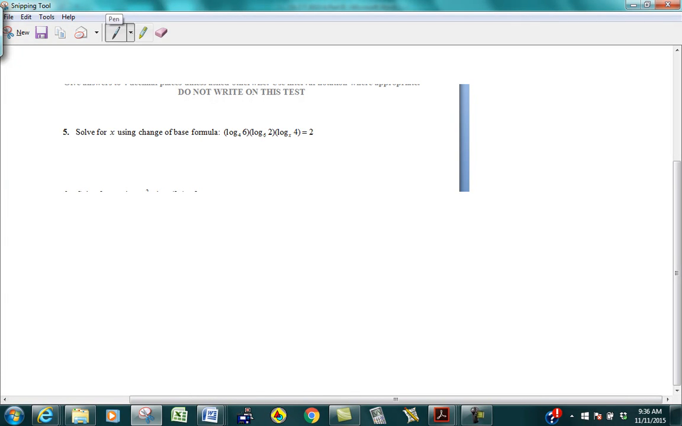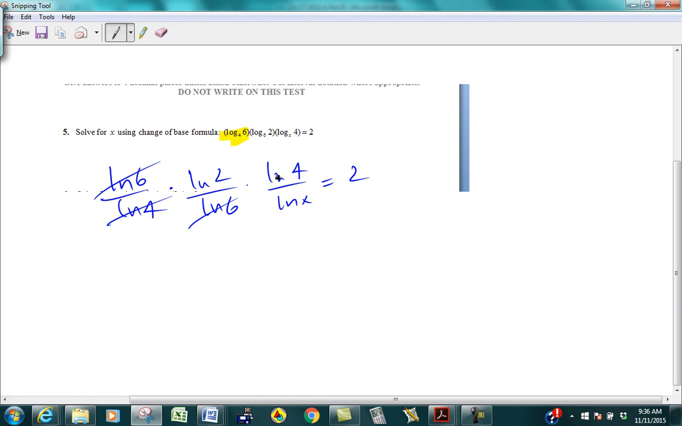So what you want to do is take the first log and change the base. Now, to me, I'm kind of lazy like you guys are, and I like to use ln. So I'll do ln 6 over ln 4 for the first one, and then ln 2 over ln 6 for the next one, and then ln 4 over ln x for the next one. And these things are cancelling right there and there, there and there. So you get ln 2 is equal to 2 ln x, which is ln x squared.